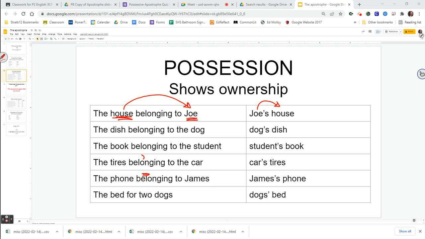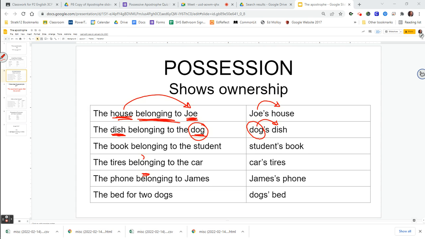So notice in this sentence, if we say the house belongs to Joe, there is no apostrophe. But if we get rid of this part where we're talking about belonging to, we could say Joe's house. See the way we can shorten that? So the dish belonging to the dog, so there's a dish that belongs to the dog becomes the dog's dish. Notice dog here is D-O-G, and here the apostrophe goes after dog. It becomes the dog's dish.